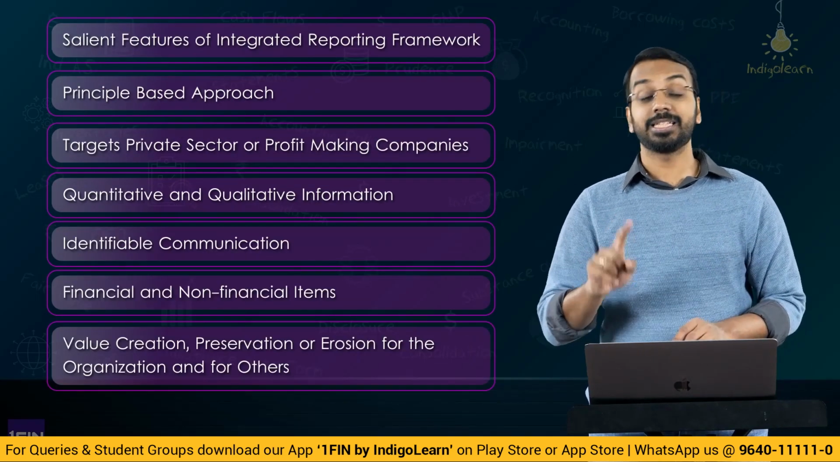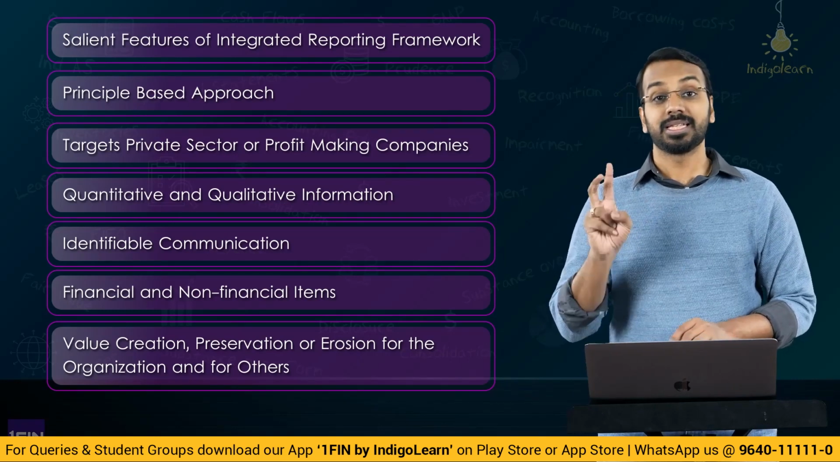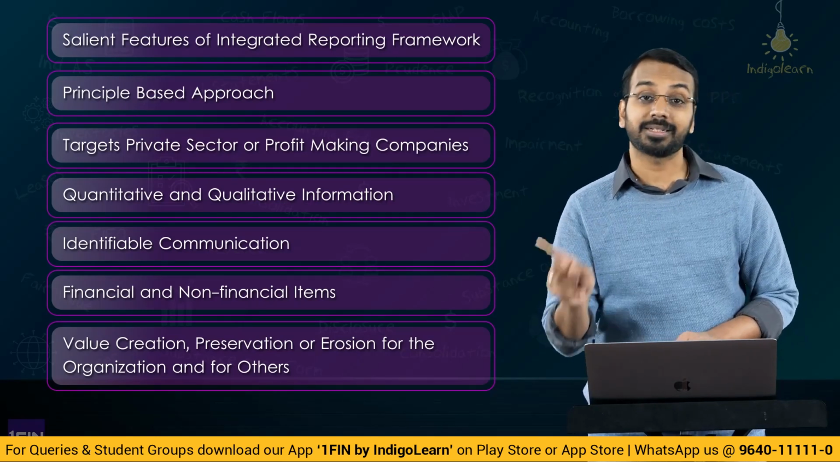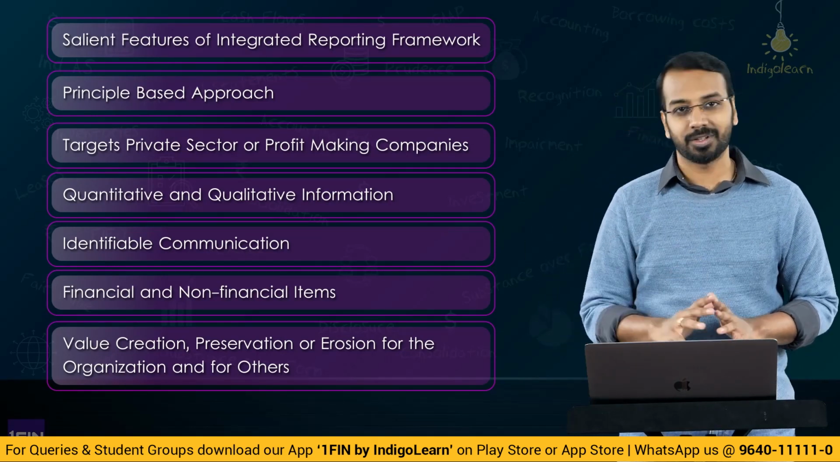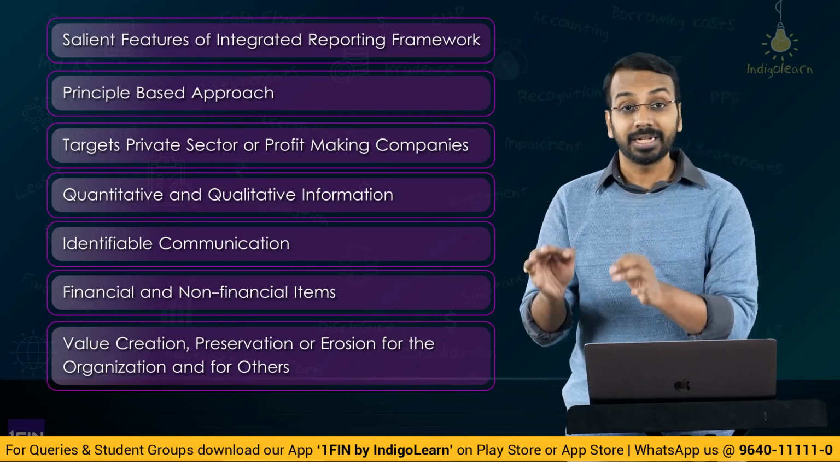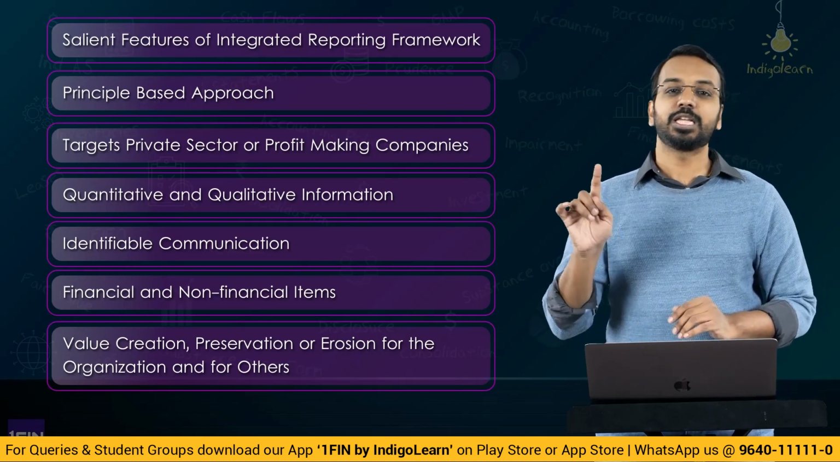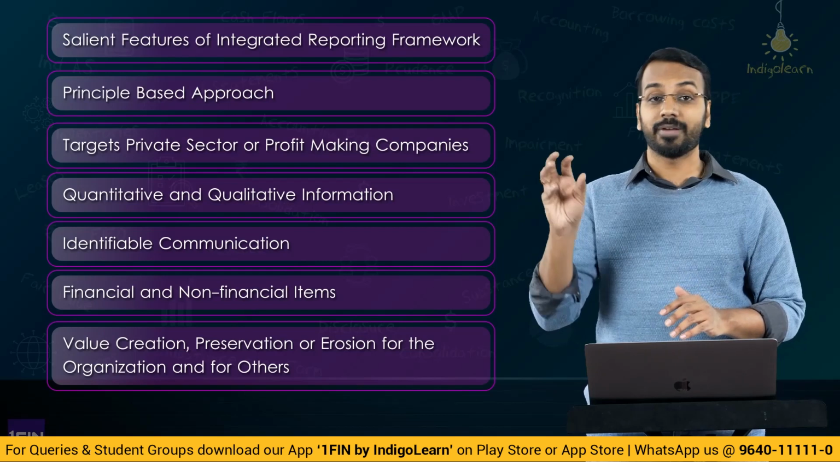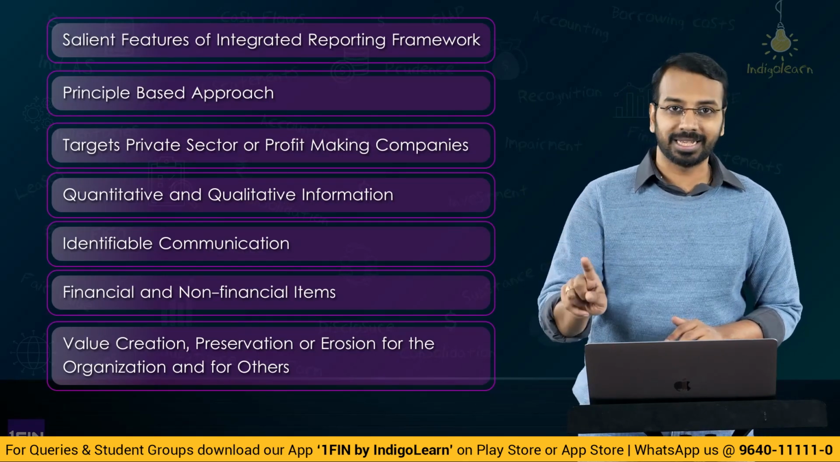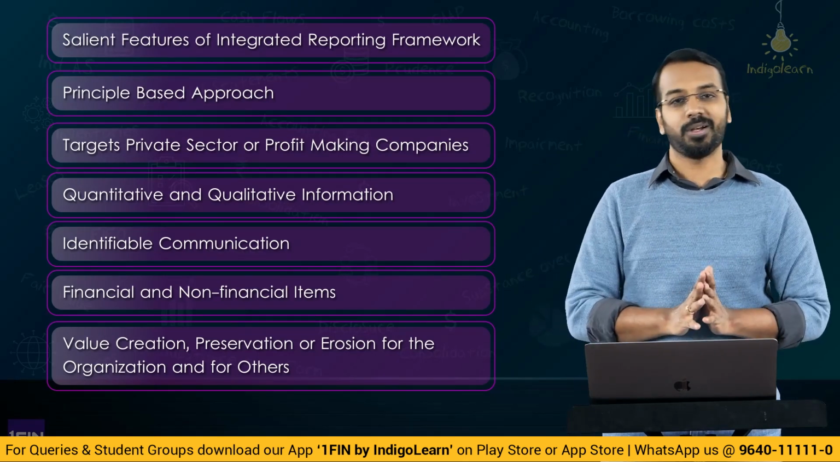The first one is that it is principle based, not rule based. Second, it is for private sector and profit making entities. Third, it must have qualitative as well as quantitative information. Fourth, it must be identifiable communication. Fifth, it must have financial as well as non-financial information. And sixth, it must talk about value which is created for the organization and for other stakeholders.